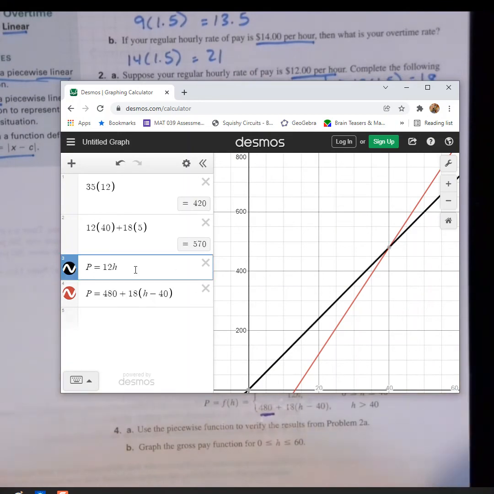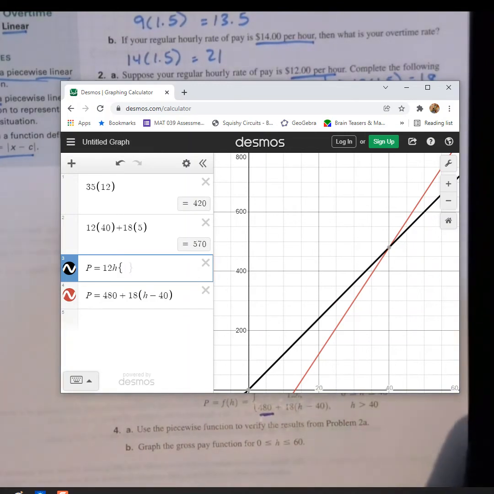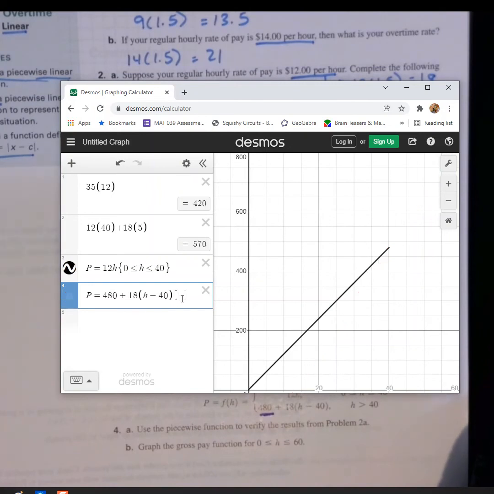So I do need to put the conditions on, just like when we did restricted domains for that box problem. So we're kind of practicing ahead for this. We're going to use the curly brace for the restriction. The first one, 0 is less than or equal to h, less than or equal to 40. Close your curly brace. So now it only graphs that line over the first chunk where we go from 0 to 40. And then the second one, curly brace.